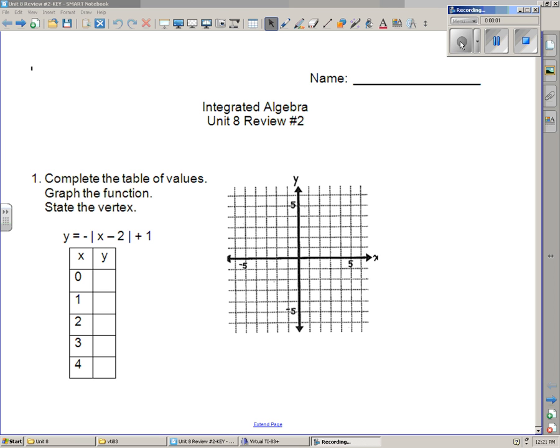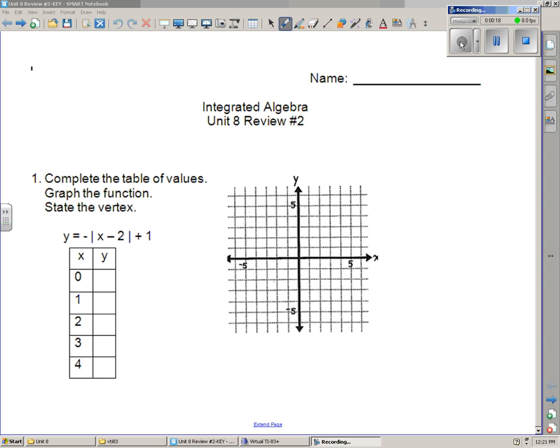Okay, so for this review, number 2, I'm just going to do this one. The answer key is on Edline, but of course I'll just kind of run through it with you. So complete the table of values, graph the function, state the vertex. So the idea for the absolute value, you can do it directly on the calculator or you can do it by hand. So we'll start some of this by hand, but then I'll bring you to the calculator.